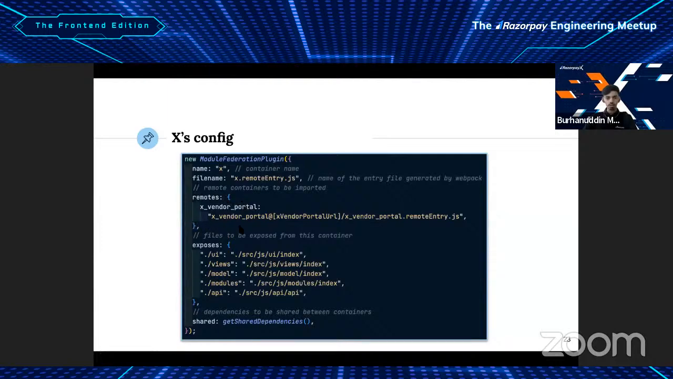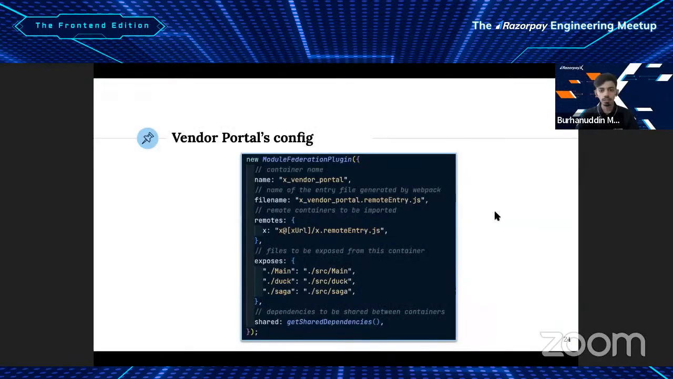Another thing of interest here is remotes. So remotes is basically whatever containers you want to import stuff from. And it goes something like this. This is basically the container name, and where you want to load this container from. This is actually a variable; we'll come to how this gets set later. And the name of the remote entry file. Right. Similarly, we configured X.